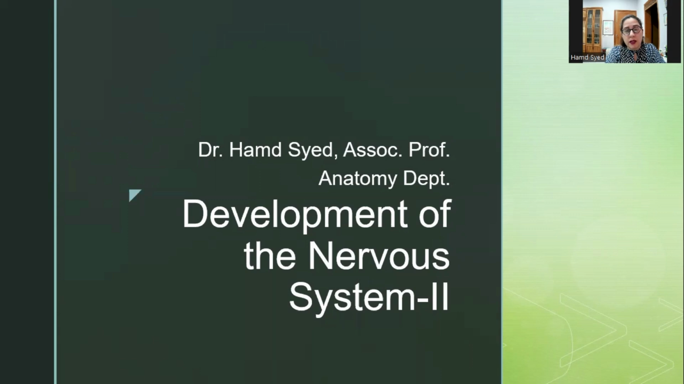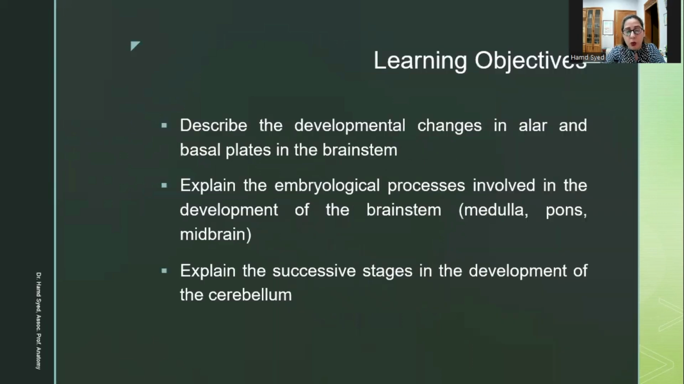Today I'll be discussing the development of the nervous system. This is the second lecture in the series of lectures which focuses on the embryology of the nervous system. Last time we discussed in detail the formation of the spinal cord, and today's discussion will be focused on the development of the brainstem, which includes the medulla, the pons, and the midbrain. In addition to that, we'll also discuss the formation of the cerebellum.